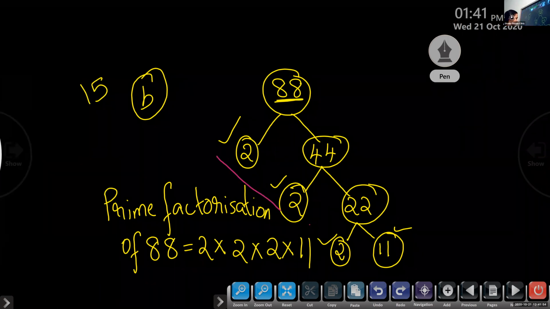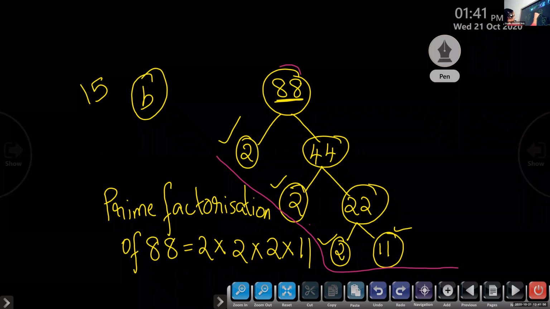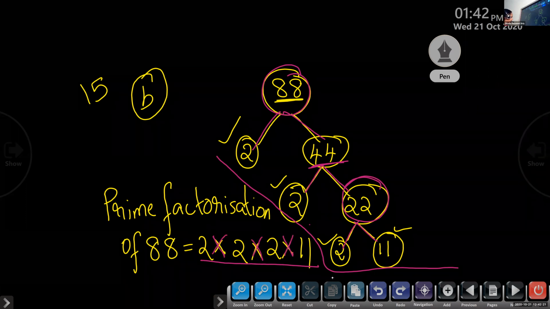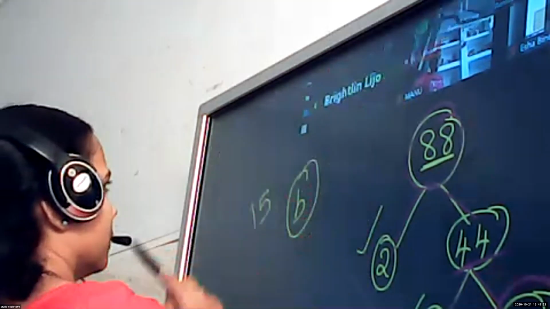First you have to draw this 88, divide it into 2 into which number? Again you can see here 44 is the composite number. Again you have to divide that and make it prime numbers. So here 2 is a prime number and 22 is the composite number. Again 2 into 11. So prime factorization means we have 2 into 2 into 2 into 11. Till 11 only we have to write.